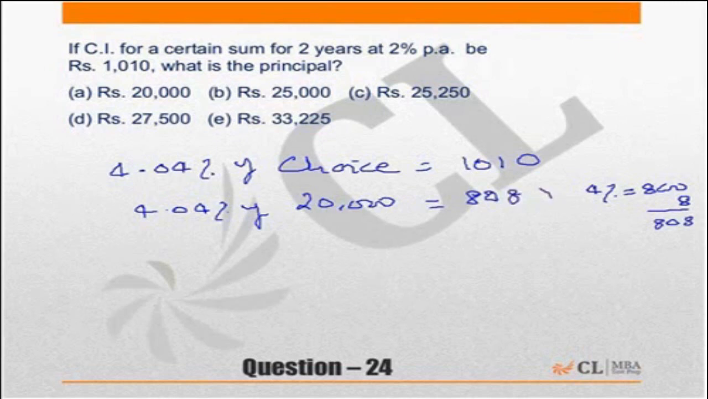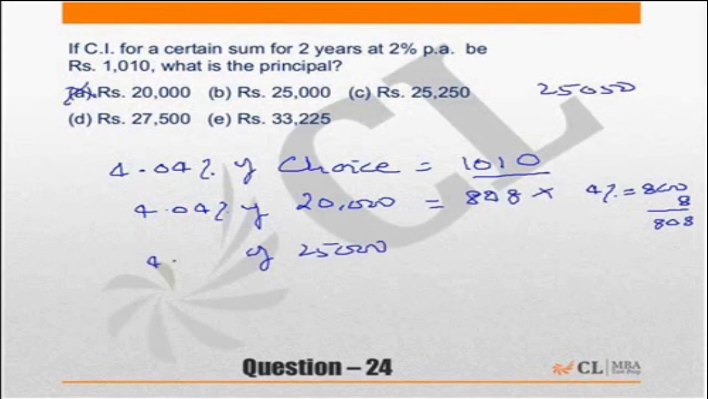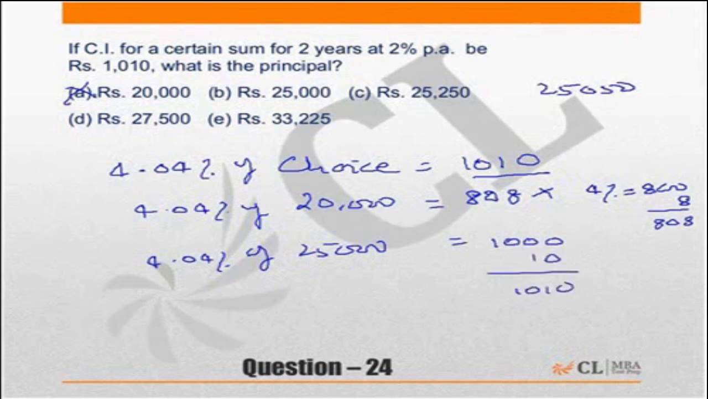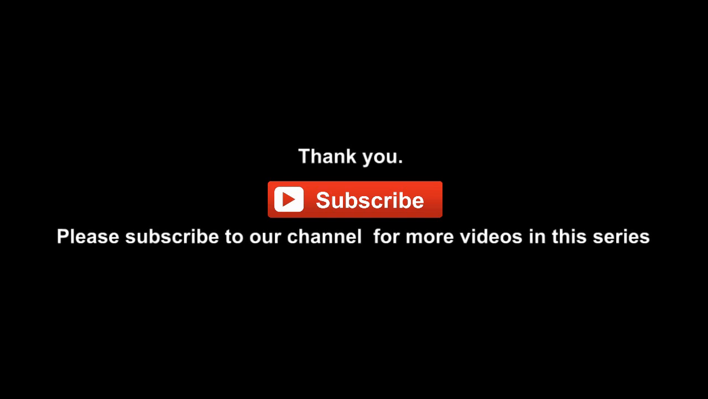This is incorrect because we are looking for a value of 1010. So if there was a choice called 25050, I would have probably gone to this method. Then I will take 25,000. So 4.04% of 25,000 is nothing but 4% of 25,000, which is 1,000. If 4% is 1,000, 0.4% will be 100, and 0.04% will be 10, so 1010, and the correct answer is 25,000. So you can go from the choice to the answer also if you want.